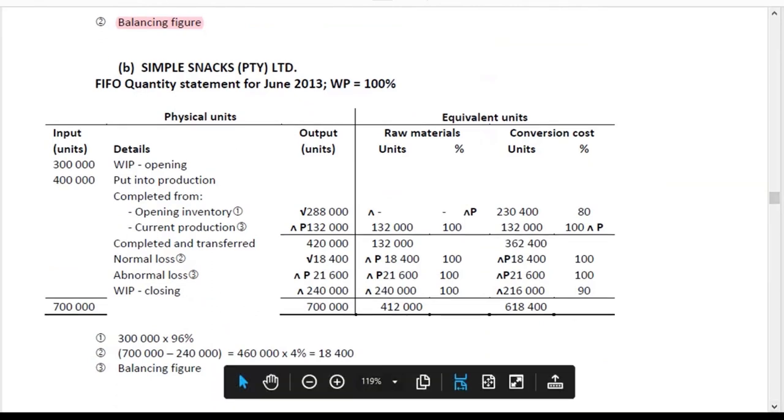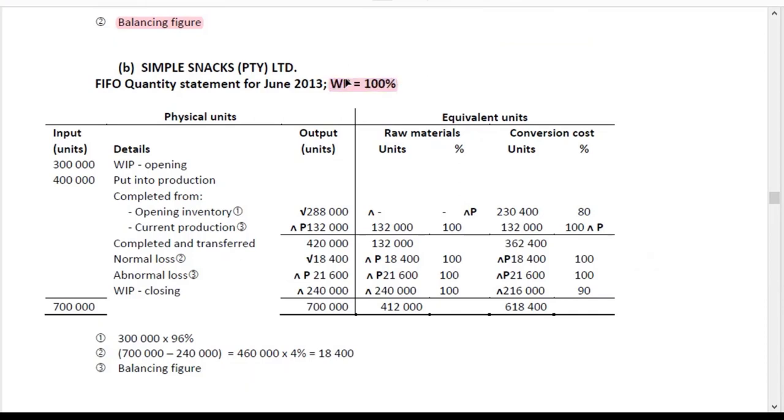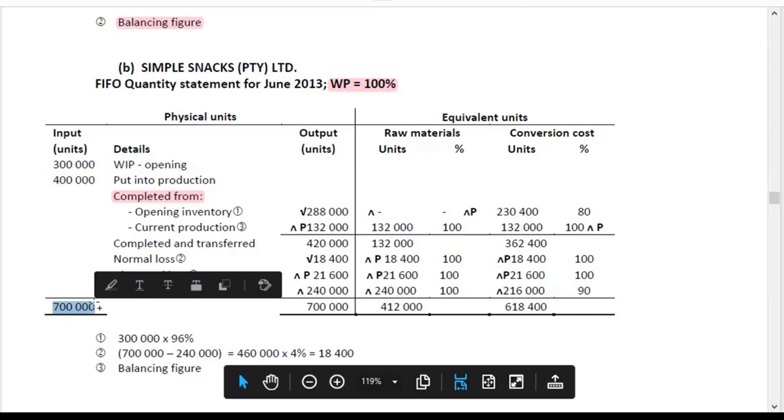So under first in, first out, they told you that your wastage point is at the very end. It's when the stage is 100%. So let's see how they treated this one. And remember also, your quantity statement under first in, first out, you need to split your completed units. So let's start. How many units did you start with? The opening WIP is 300,000. Put into production, it's 400. So you are starting off with 700,000 units.